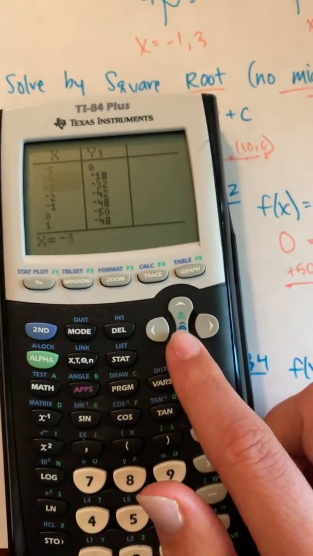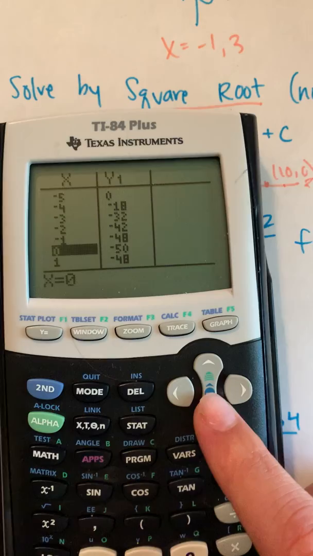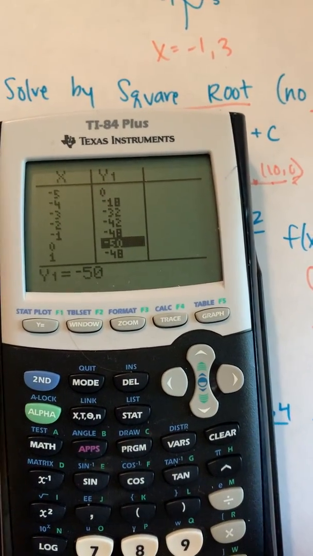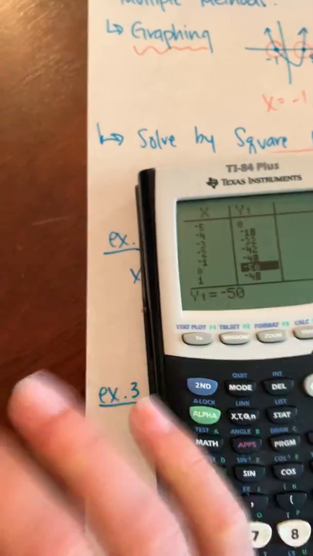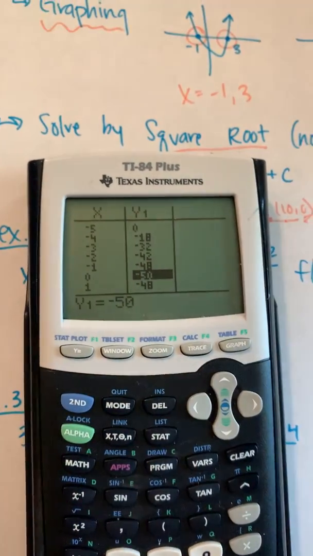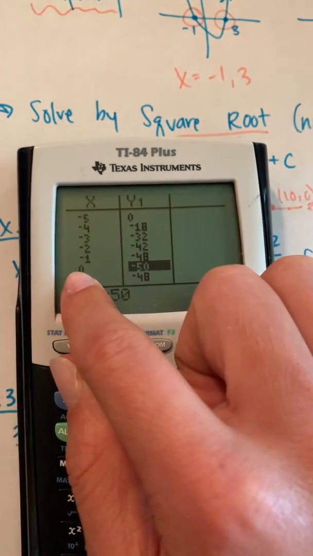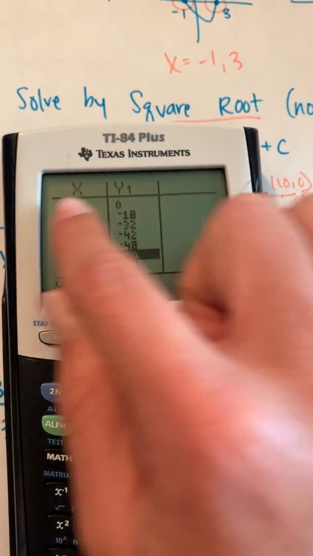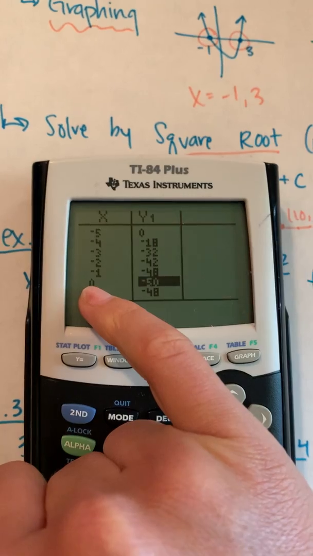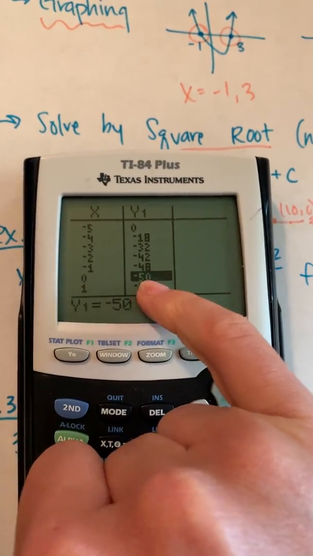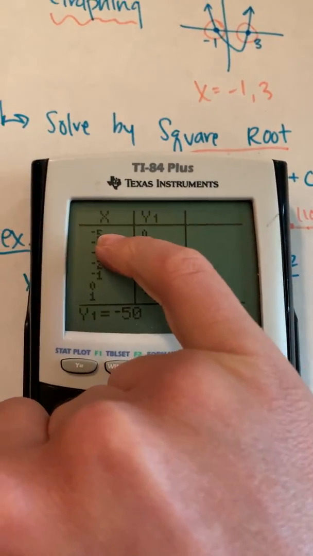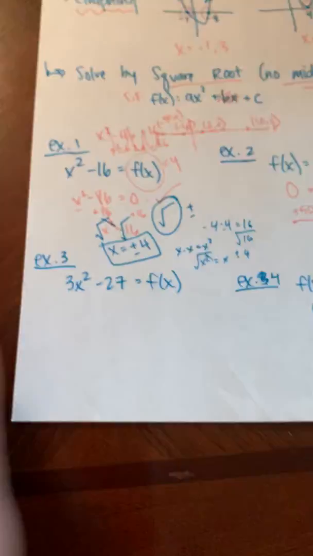Now, what does this 0 in the x mean? Pause the video and tell me what you think this means to yourself. This means it's the y-intercept. If you have 0 in for x, it's the y-intercept. 0 in for the y, it's the x-intercept. Say it one more time. 0 in for the x is the y-intercept. That means 0, negative 50 is where this graph hits the y-intercept. 0 in for the y is where the x-intercepts are.